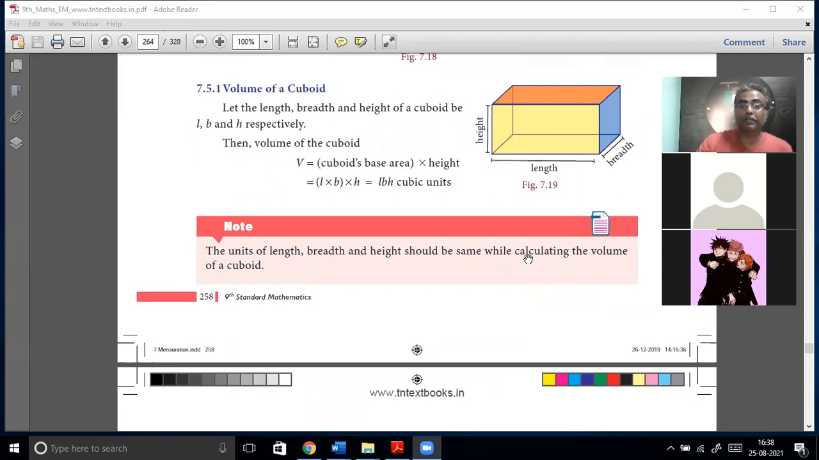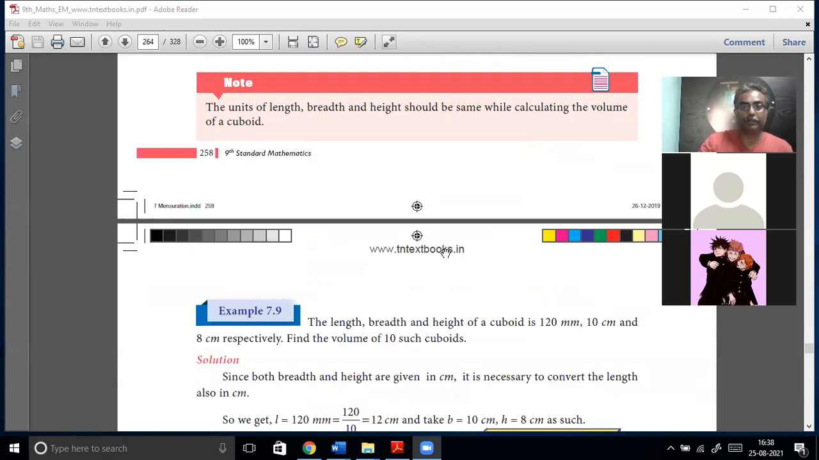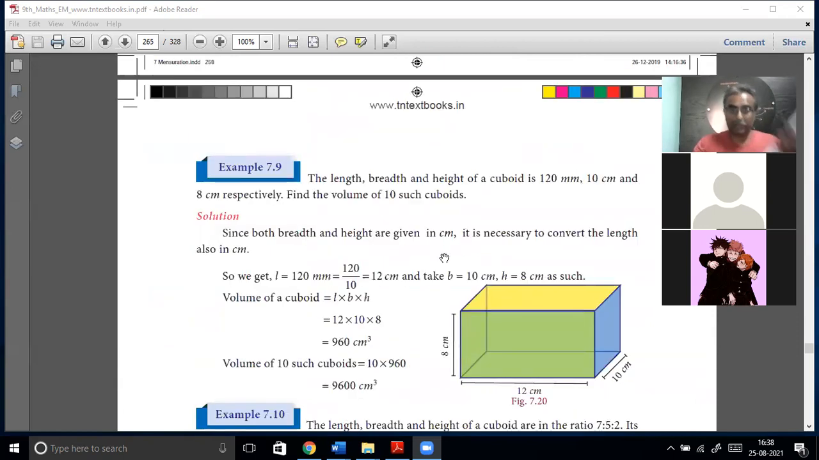Okay, everything must be the same. Make sure one is not in centimeter and another in meter. You should not be like that. If they give you 400 centimeter, convert it into 4 meter and then you start using it. Now let us see the same thing that we are having.